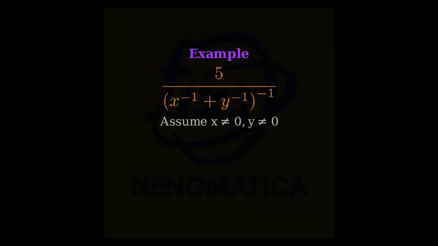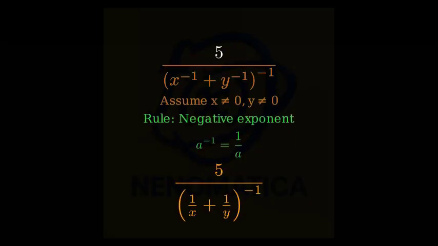Step 1. Use the negative exponent rule. A to the power -1 equals 1 over a. So we replace x to the -1 with 1 over x, and y to the -1 with 1 over y inside the parentheses. Step 2. Add the fractions inside the parentheses.